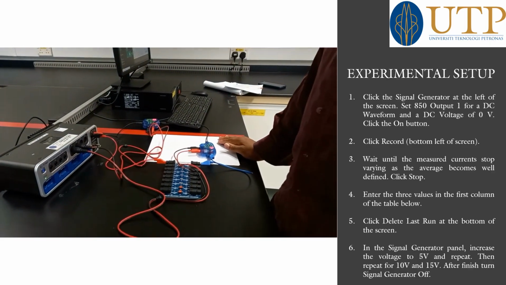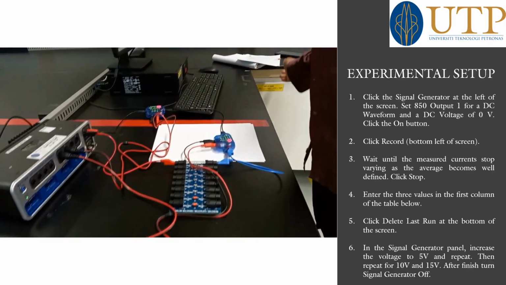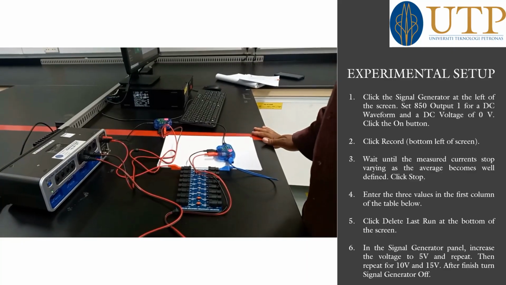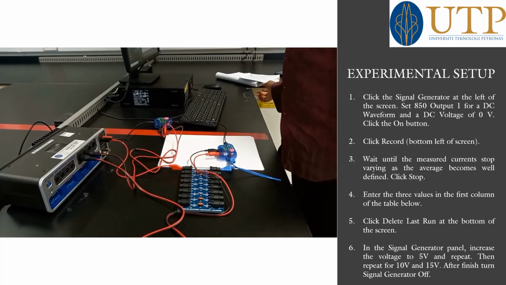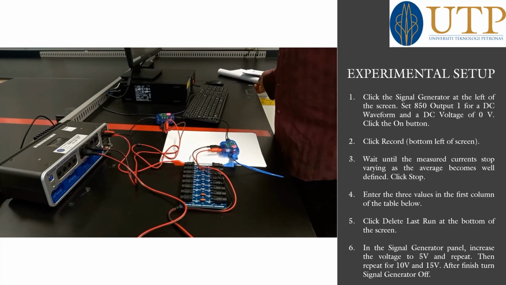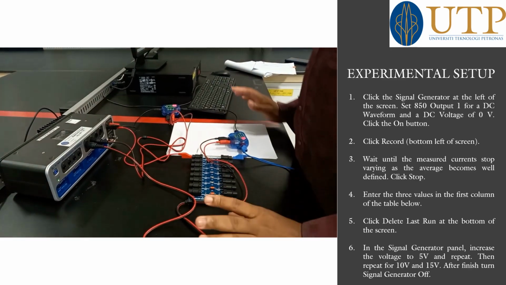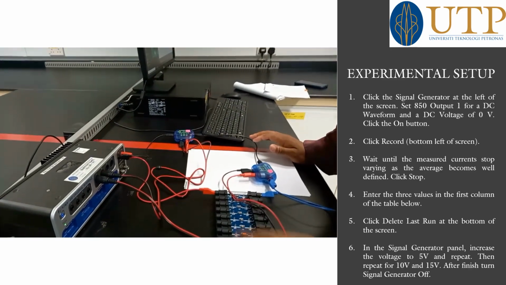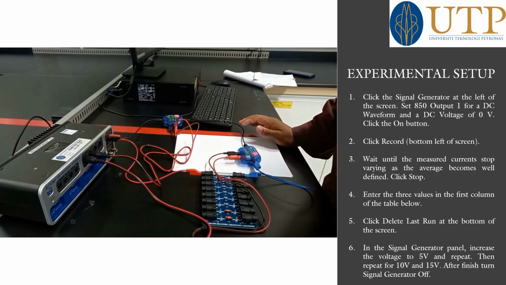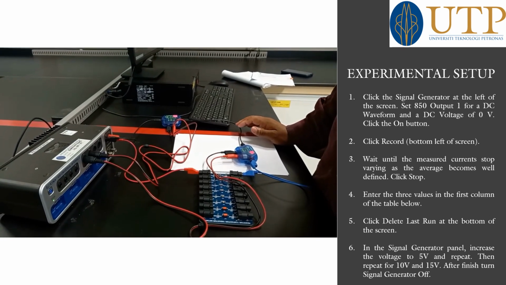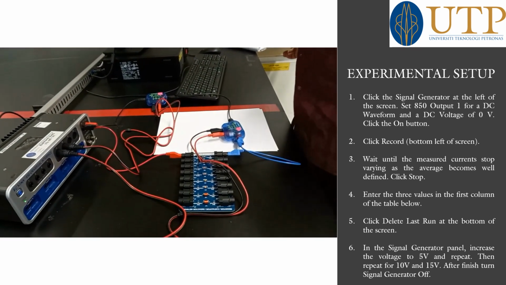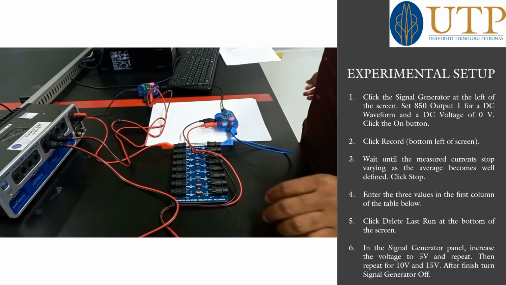Okay, so for experiment 4, it's about Kirchhoff's circuit law. Kirchhoff's circuit law is basically about the electric circuit of the material. So basically, these are the main equipment.